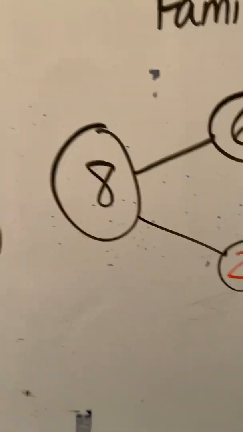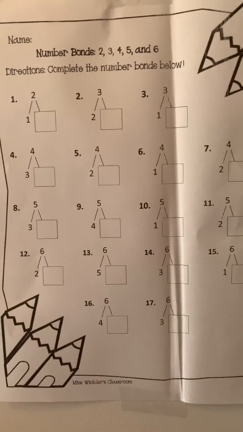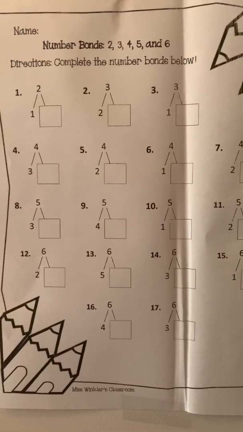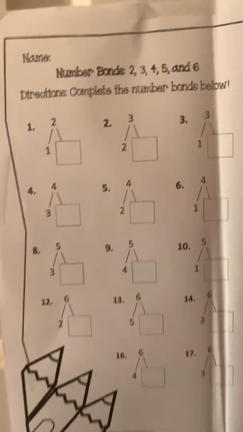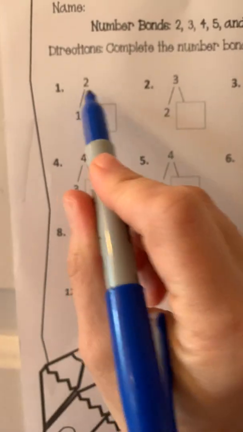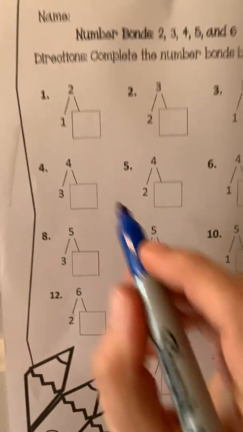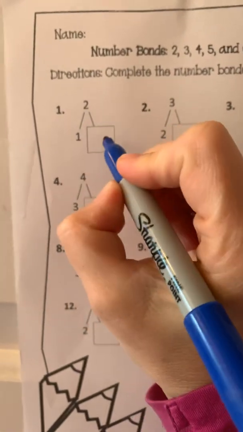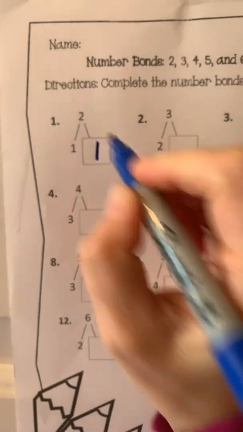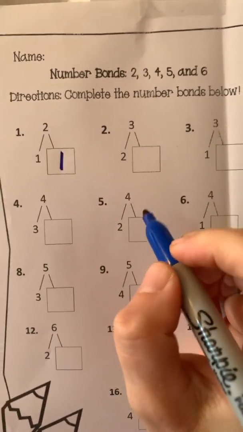So then the sheet I want you to try, here's one of them. You're going to use a number bond 2, 3, 4, 5, and 6 to complete it. If you need help, you can follow along, or if you need to check your answers, that is fine. So it looks like the number at the top is our biggest number, and we're going to see what we're going to add at the bottom to get the top one. So 1 plus what equals 2? 1 plus 1 equals 2, and then 2 plus how many more equals 3?